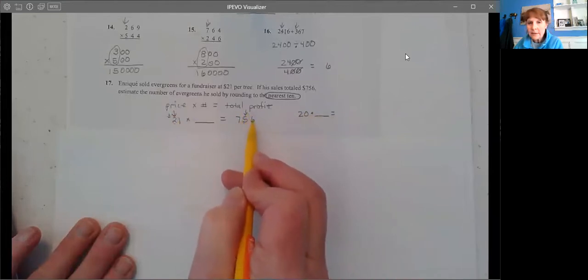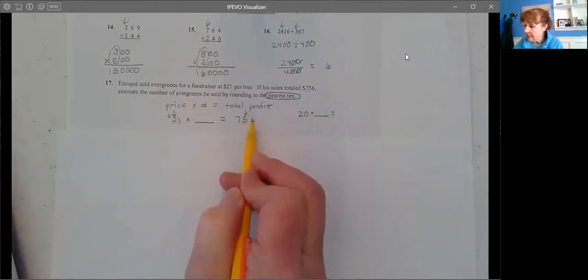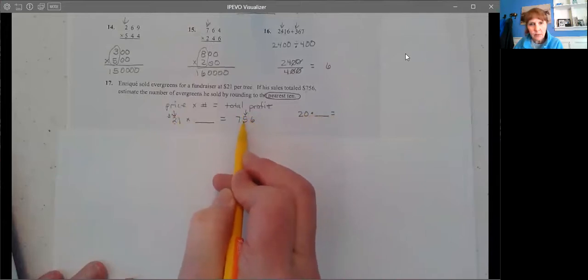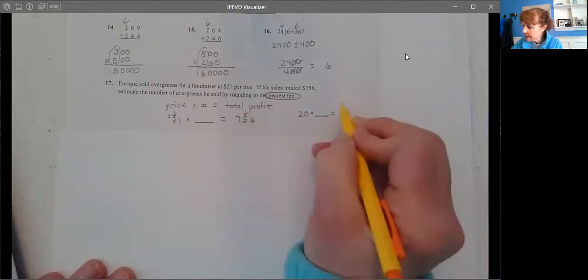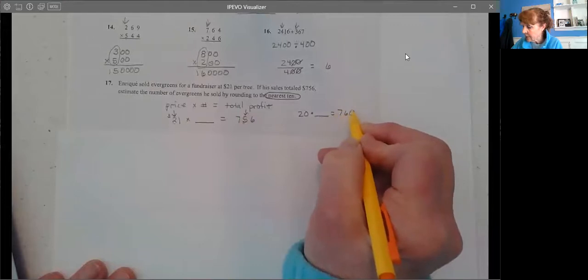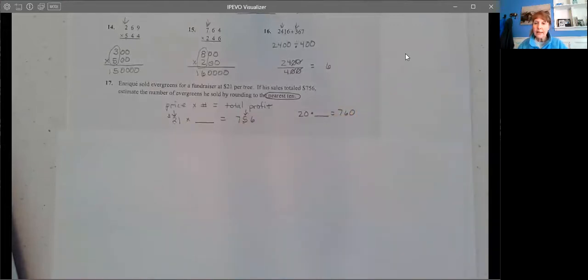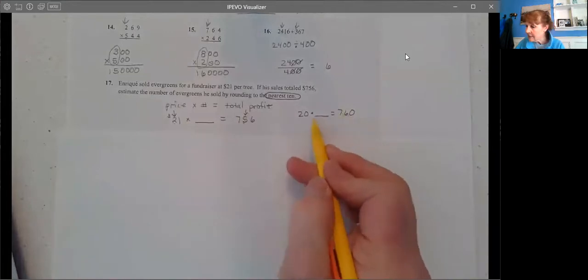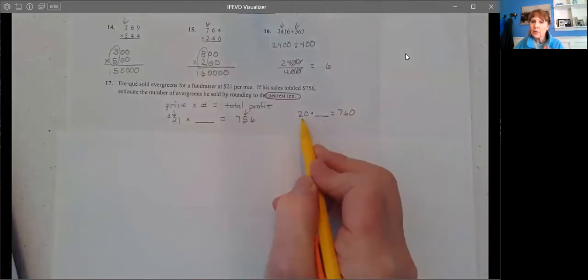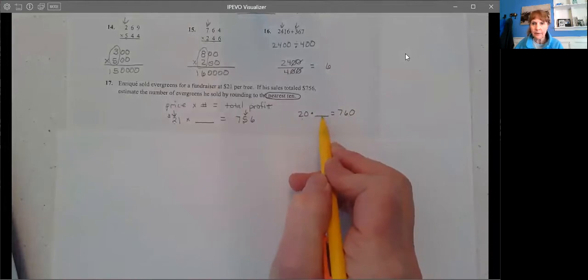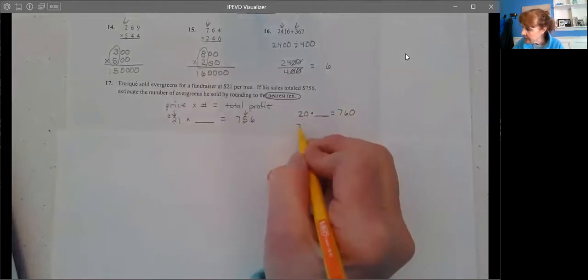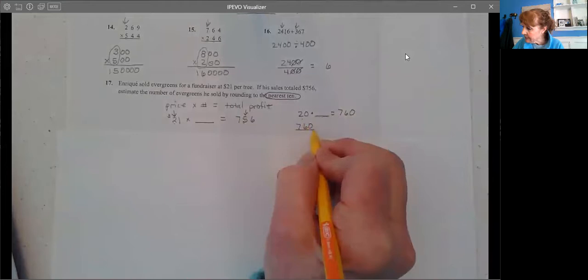We look to the right. 6 is larger than 5. 5 or larger, you'll increase this one by 1. So this becomes 760. Okay. Now, again, this goes back to our last section. When you want to find a missing factor, you take the 760 divided by the 20, and that will tell you a missing factor. So we will be taking 760 divided by 20.